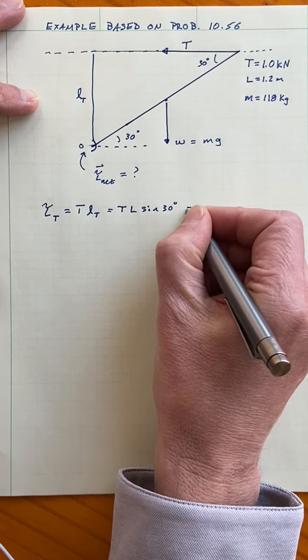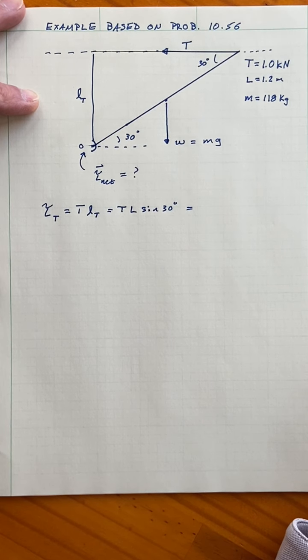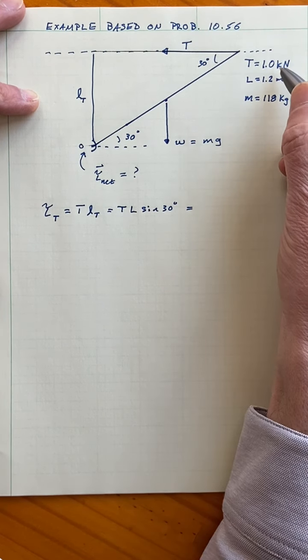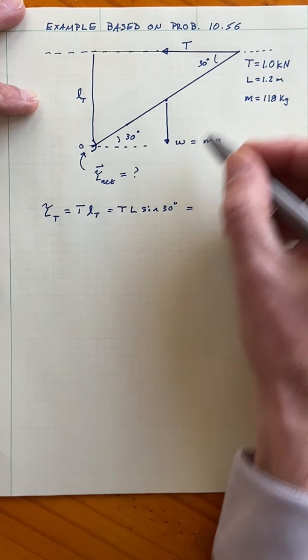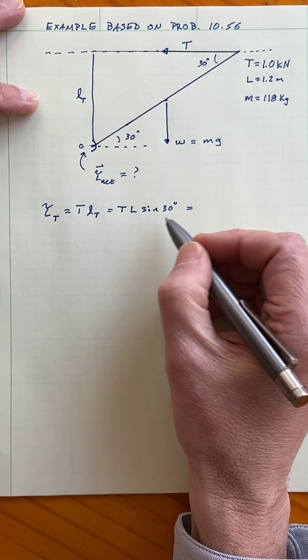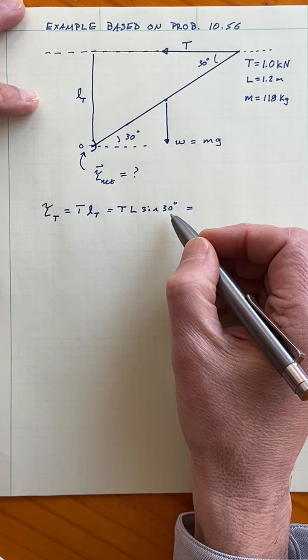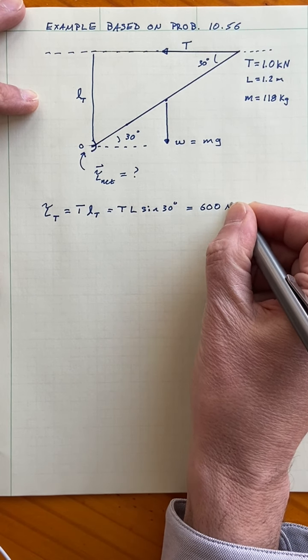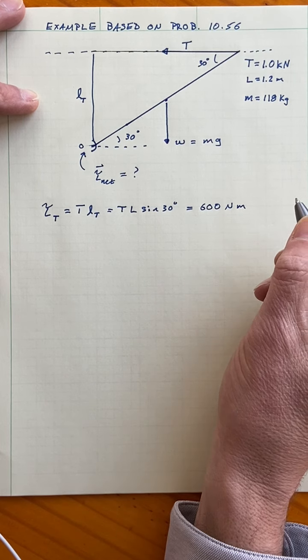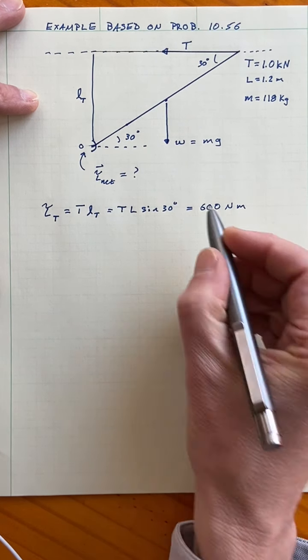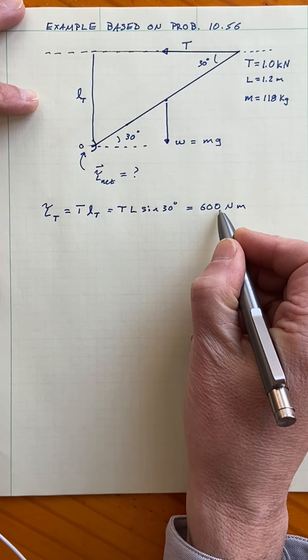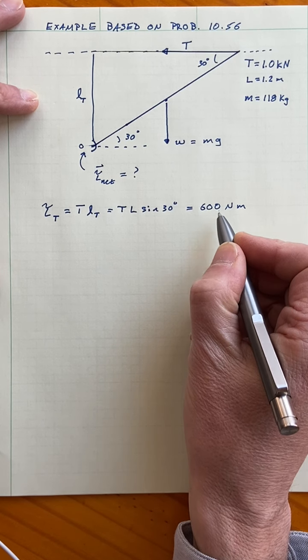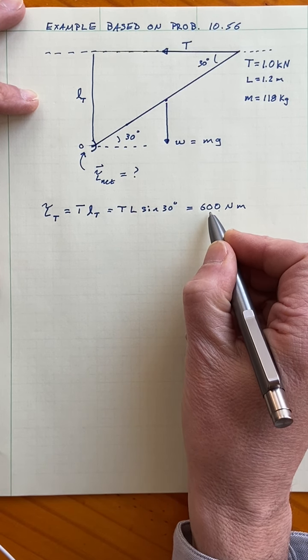So that's great. You can plug those numbers into your calculator as well as me. You need 1,000 newtons times 1.2 meters times the sine of 30 degrees, which happens to be a half, and I'm pretty sure you're going to get exactly 600 newton meters. So if we're doing a 3 sig fig problem, then that 0 is significant, but if we're doing a 2 sig fig problem, this 0 isn't, but this one is.